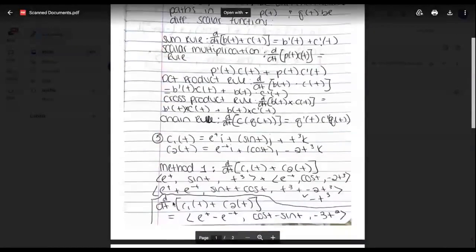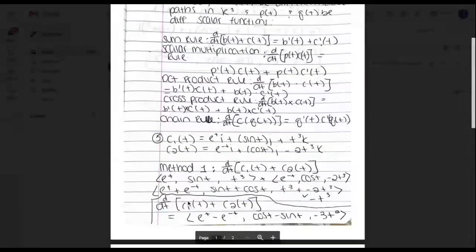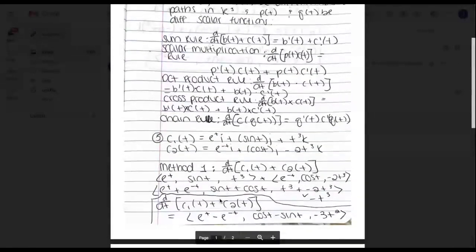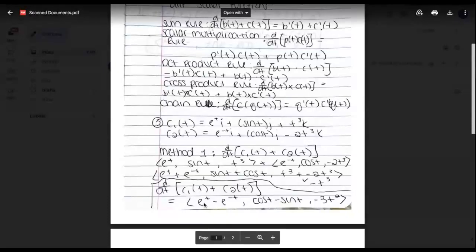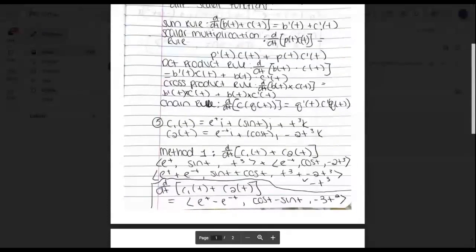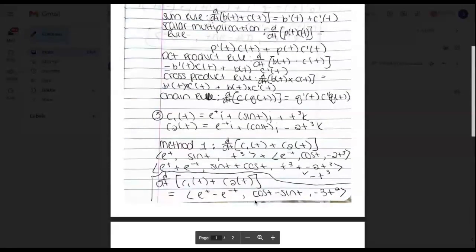So then adding them together, you get e to the t plus e to the negative t, sine t plus cosine t, and then t cubed plus negative 2t cubed, and that's just really negative t cubed. So the derivative of e to the t is just e to the t. The derivative of e to the negative t is negative e to the negative t times negative 1. So instead of it being plus, it's a minus sign. And then the derivative of sine is cosine, and the derivative of cosine is negative sine. And then the derivative of negative t cubed is negative 3t squared.